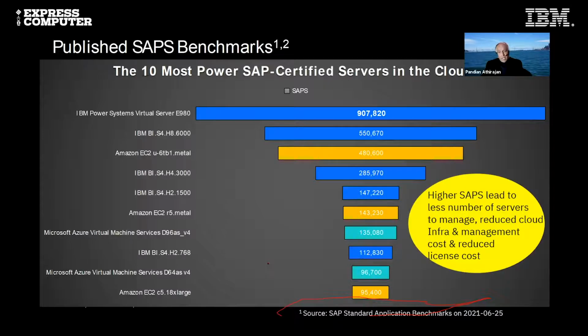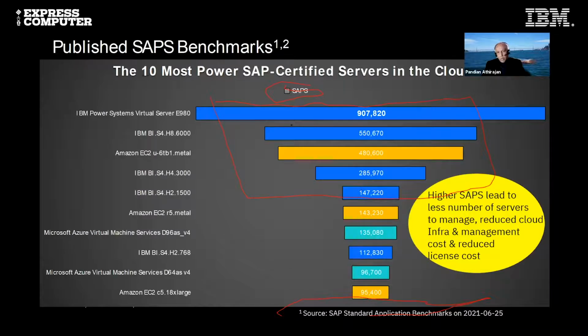Again, we all know that SAP certified servers are sized based on number of SAPS. Because if you want to measure the benchmark, you need to know what SAPS is. If you look at the top 5, whatever is in blue is IBM, yellow is Amazon, and then the light blue or copper blue is going to be Azure. Out of the top 5, 4 are from IBM.